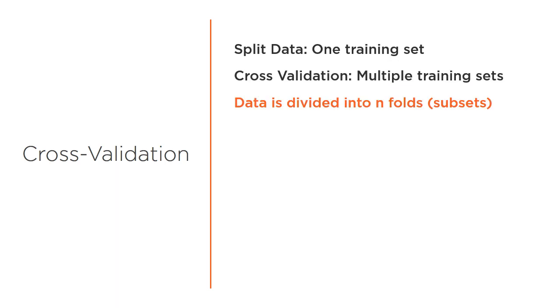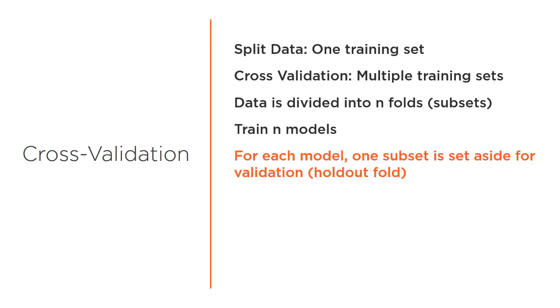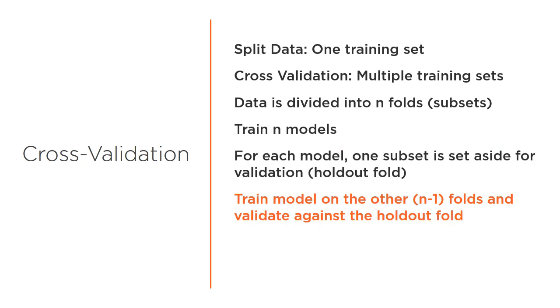The data is divided into n folds, or subsets. We then train n models. For each model, one of the subsets is set aside for validation. This is called the holdout fold. We then train the model on the other n-1 folds and validate against the holdout fold.